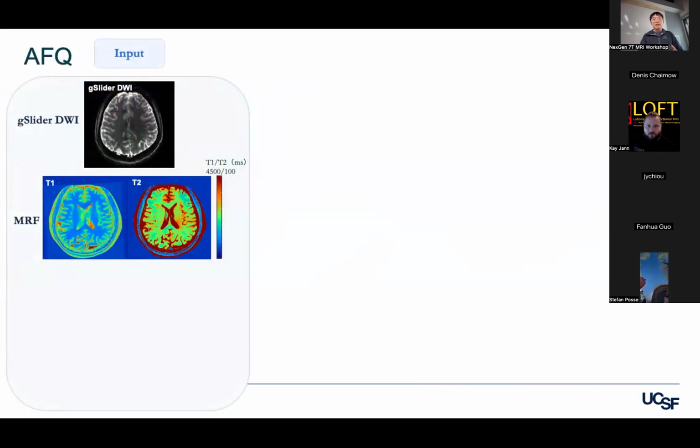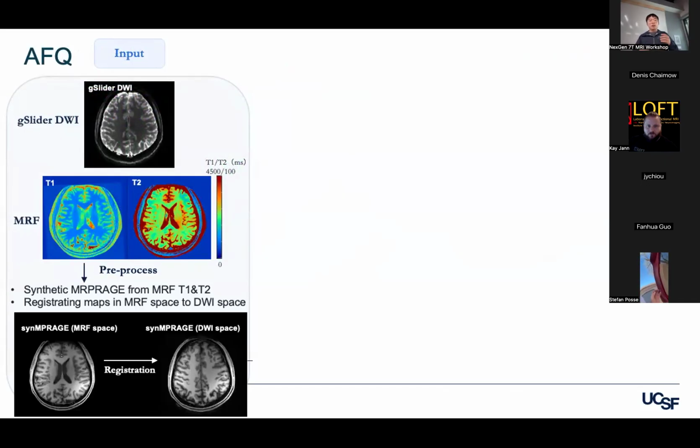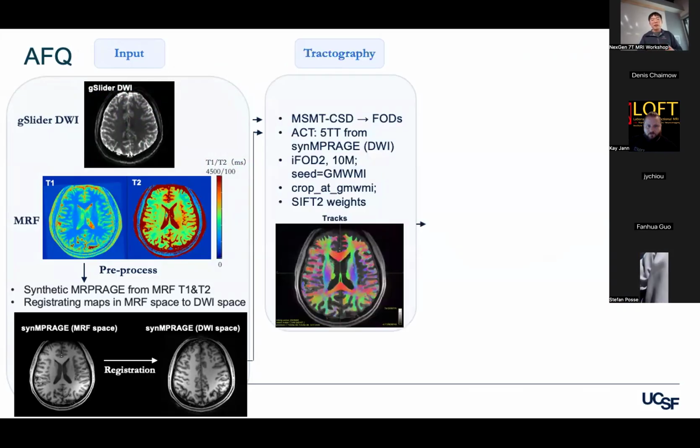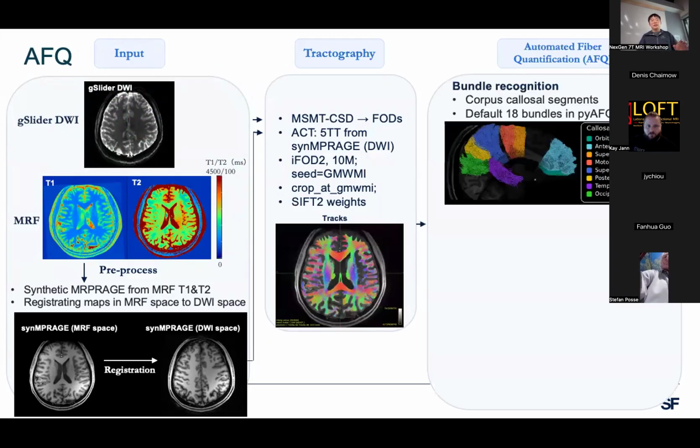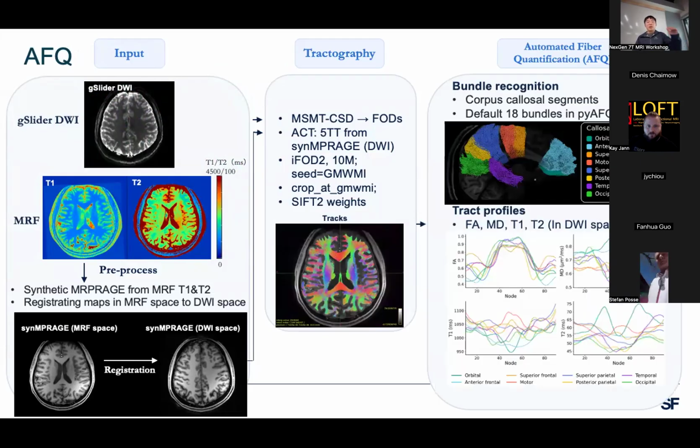Lastly, we are extending our gSlider data to automated fiber quantification, AFQ. By combining the gSlider diffusion data with the MRF T1 and T2 maps, we can perform tractography and automated bundle segmentation and generate along-tract profiles of FA, MD, T1, T2. This provides us a unified framework for studying white matter microstructure with both diffusion and relaxometry data.